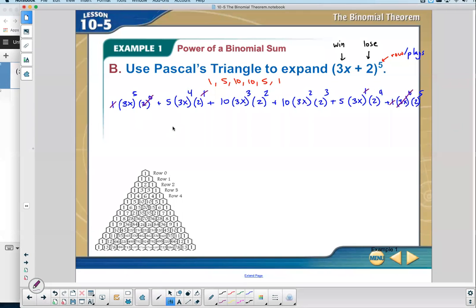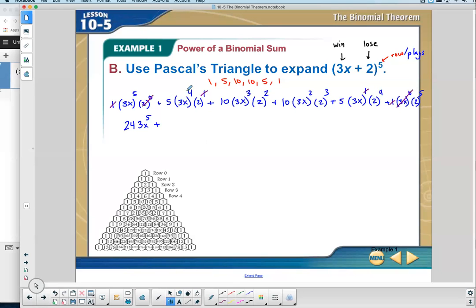So this problem is a little bit different because it's not real world. And so you would have 243 x to the 5th. What is that referring to? I don't know, but that's what it is. It's not real world because you don't say the odds of winning are 3, the odds of losing are 2. That doesn't make any sense. So here at the start, this is 243 x to the 5th. Now I look at my next term.